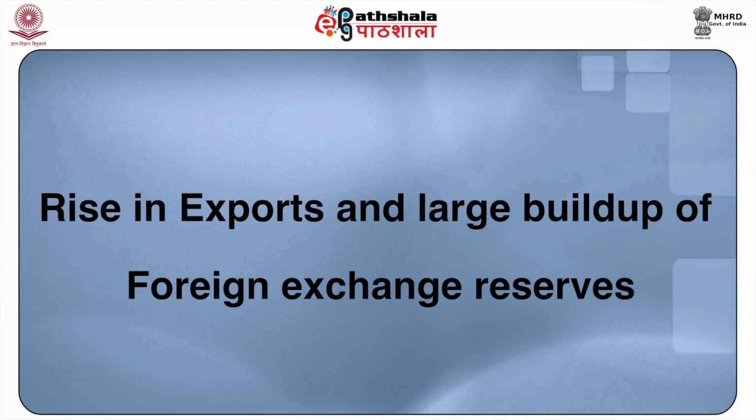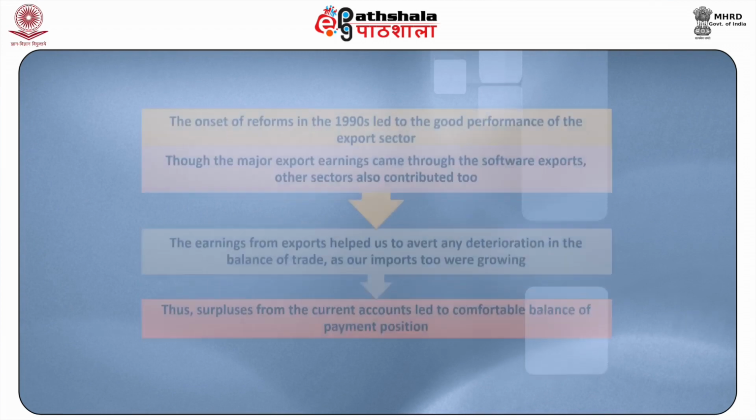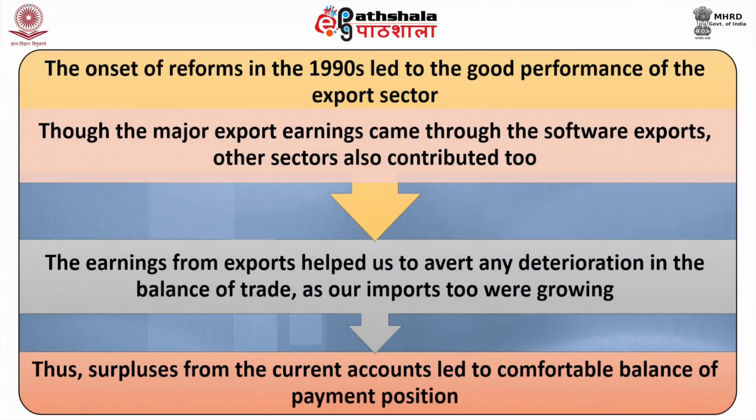Second is the rise in exports and large buildup of foreign exchange reserves. The onset of reforms in 1990s led to the good performance of the export sector. Though the major export earnings came through the software exports, other sectors also contributed too. The earnings from exports helped us to avert any deterioration in the balance of trade as our imports were growing. Thus, surpluses from the current accounts led to the comfortable balance of payment position.